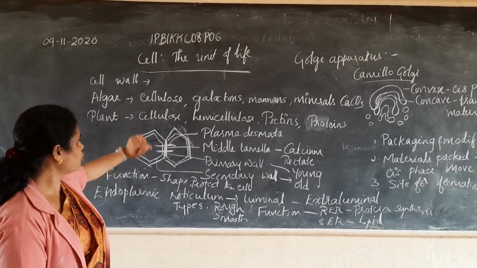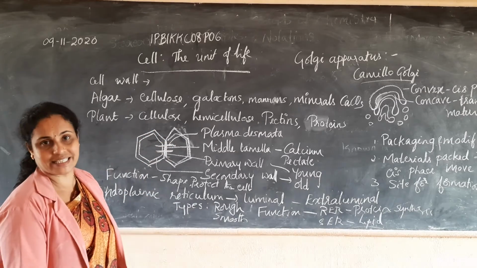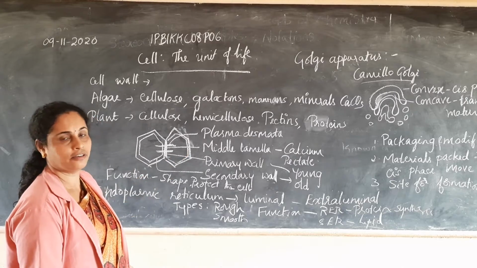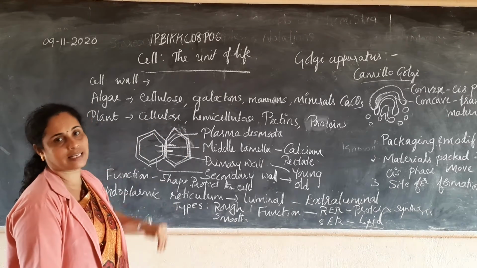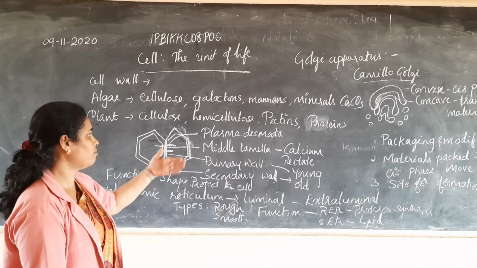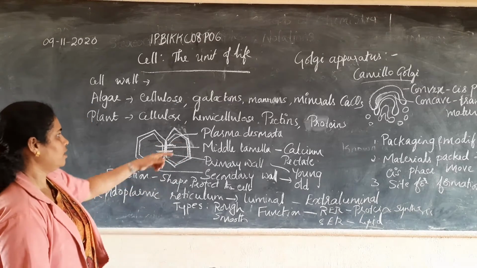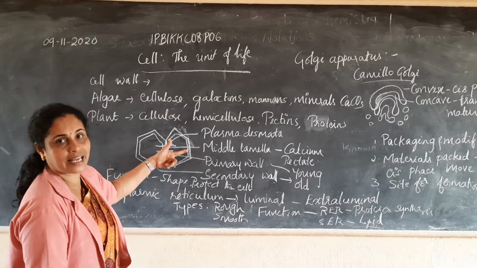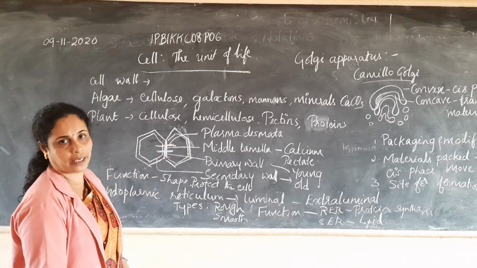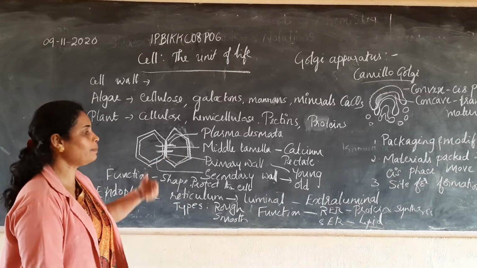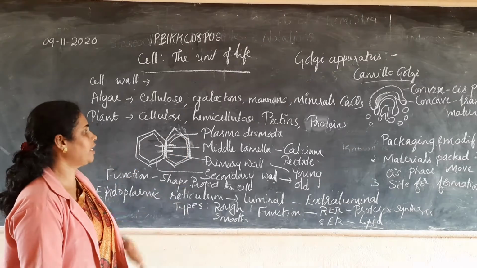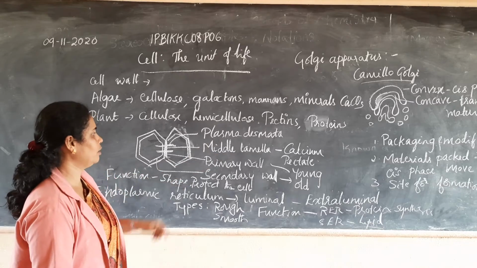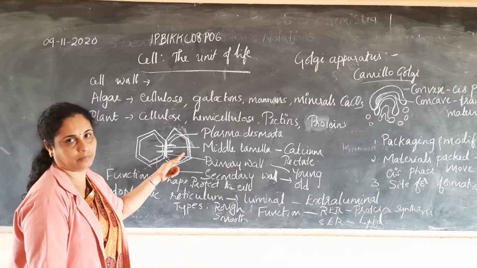So here you can make out the cell wall is a rigid structure. It is a non-living rigid structure found outside the plasma membrane in plant cells. In a young cell you can see only the primary wall, but when the cell becomes old, one more wall layer is formed just beneath the primary wall, called the secondary wall.